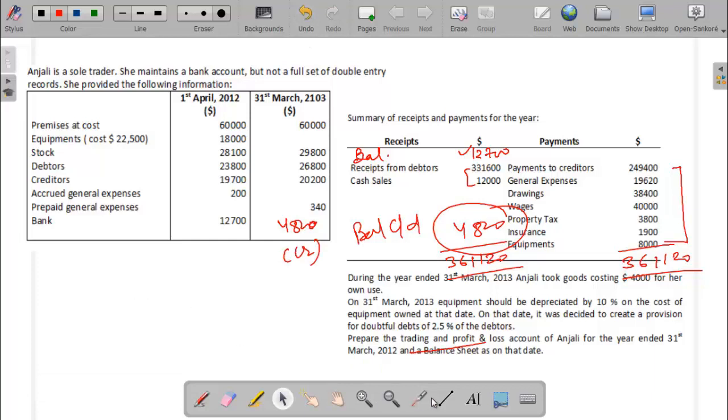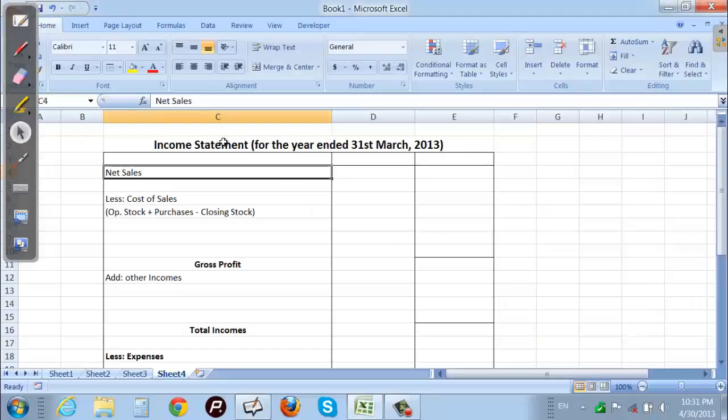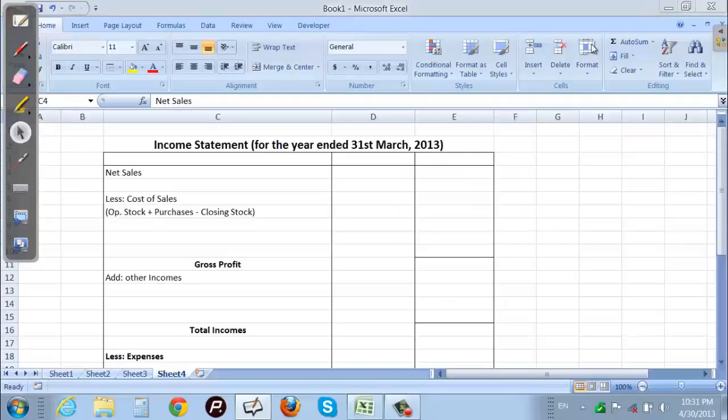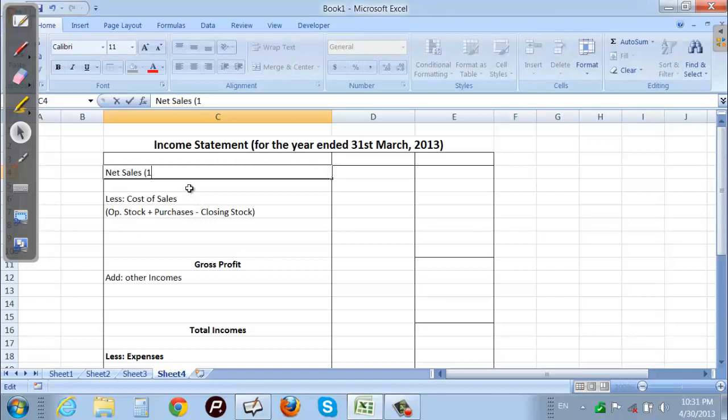Now we will prepare the income statement, trading account, profit and loss account for the year ended 31st March 2013. So in the income statement first we require net sale. As I explained earlier, net sale consists of cash sale and credit sale. So for cash sale we will refer to the cash book. In the cash book, on the receipt side there is cash sale $12,000. So this we will consider here. We know that our cash sale is $12,000.